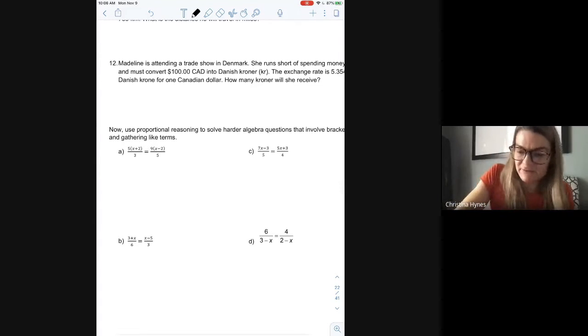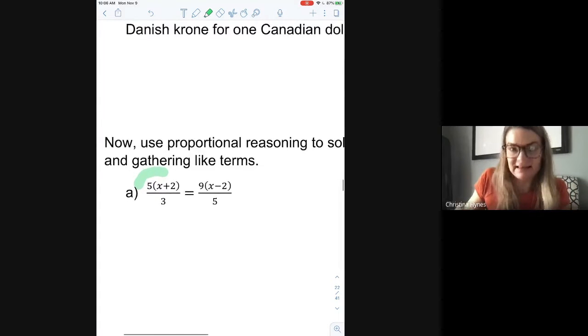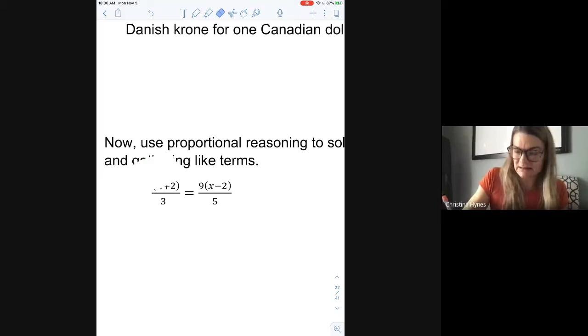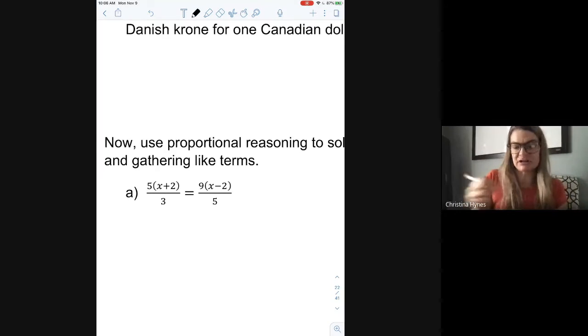Okay, so the same kind of rules apply. You want to multiply. I'm going to zoom in so you guys can see this. This is the last question before it says extra practice, so this is question number 8.